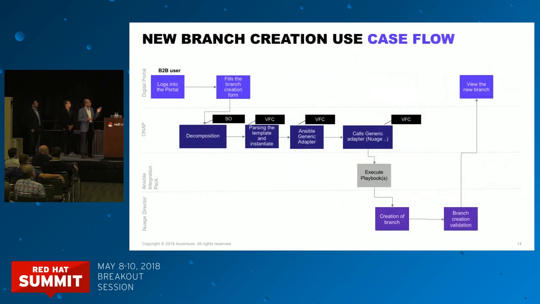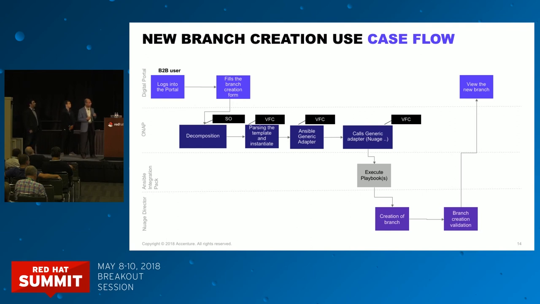So this is a use case flow that we'll see more vividly in the demo. Essentially, a user comes into the self-service portal, and let's say I want to start up a new retail site. They come in and say, I want to create a new branch, fill out a few parameters, and it goes through to the orchestration layer.